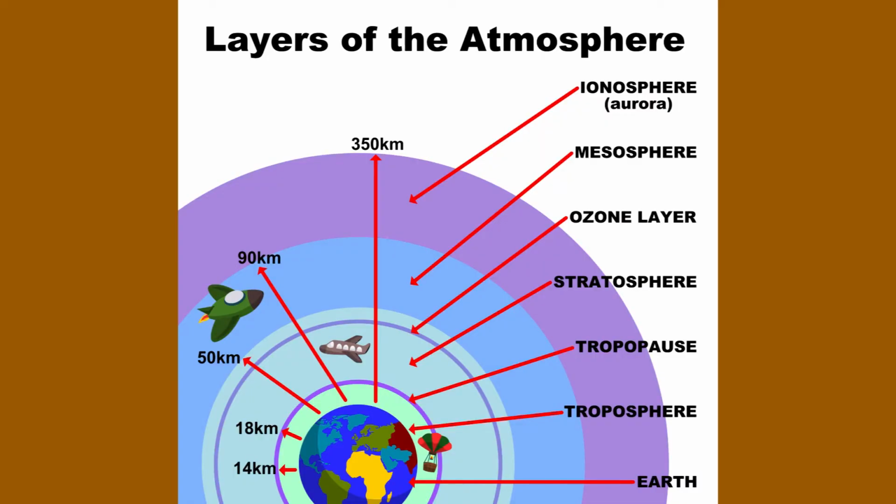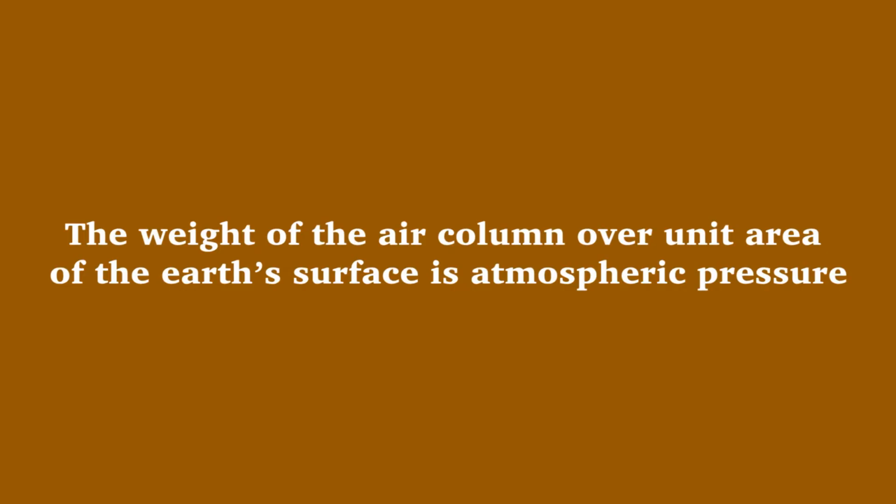There is an envelope of air in the form of layers that surrounds the earth. This is the earth's atmosphere. It extends up to several kilometers from the surface of the earth. The weight of the air column over unit area of the earth's surface is atmospheric pressure.